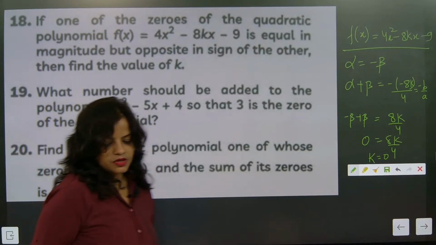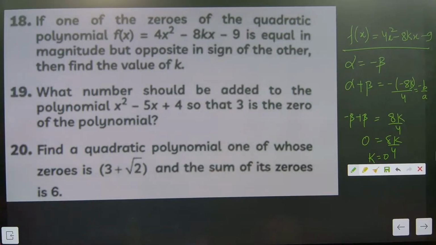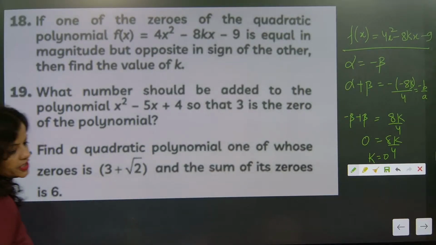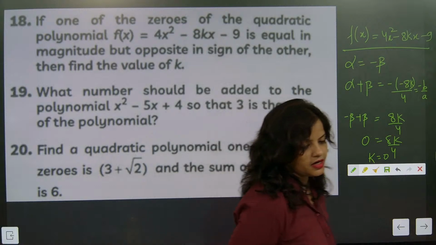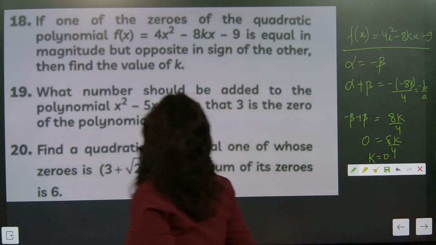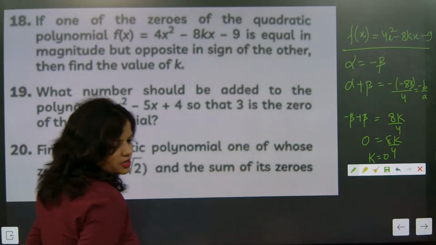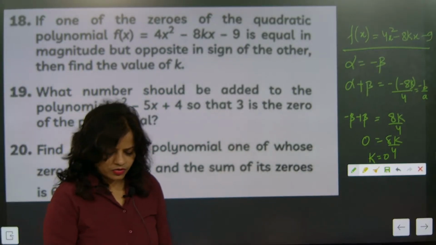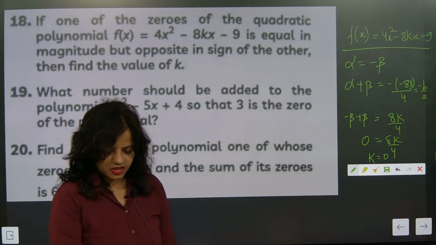I hope everybody understood. So now look here, this is the question we have solved. Question number 18 we have finished. Now we will go for question number 19 and 20. What is there in question number 19? What number should be added to the polynomial so that 3 is a zero of the polynomial? So, how to solve this question?